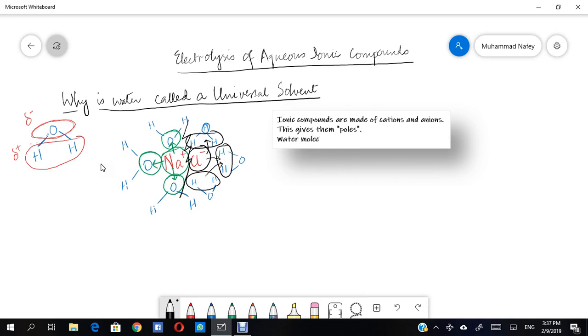Water molecules also have partial positive and partial negative regions, as I showed in this small diagram here.